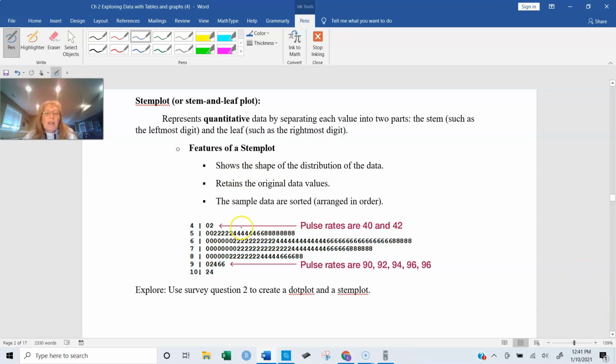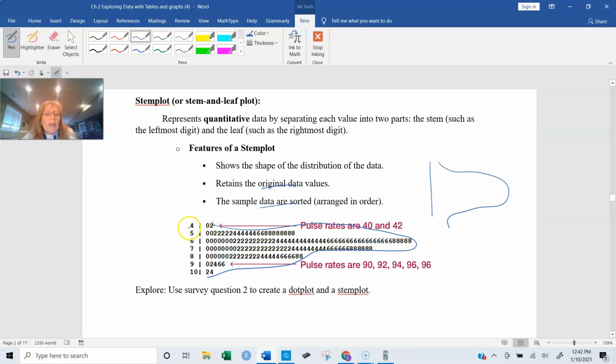Okay, it still shows you the general distribution, but now you're looking at it sideways. Like here's your line, and you're looking at it going like this. When you look at this one, it starts low, it goes up, and oh, that's terrible drawing, but it does look like a nice little bell curve, which we like. We still have the original data, just like our dot plot, and they're sorted really easy for us.